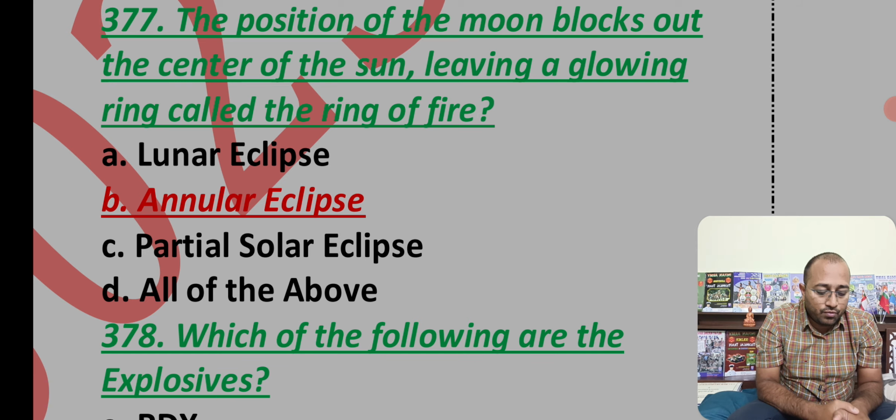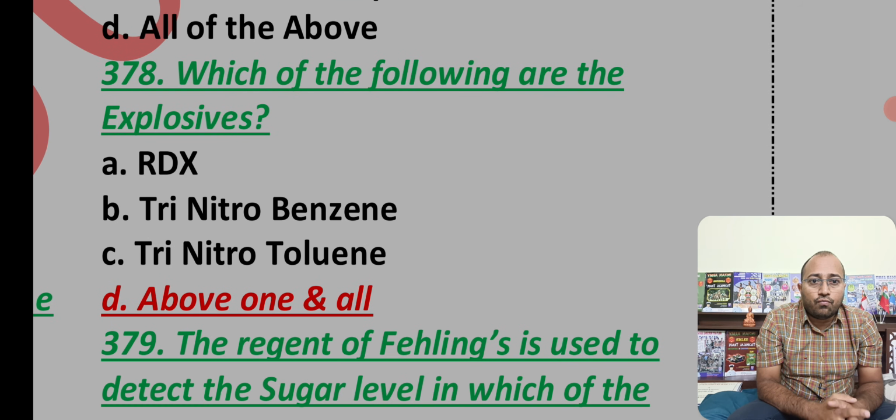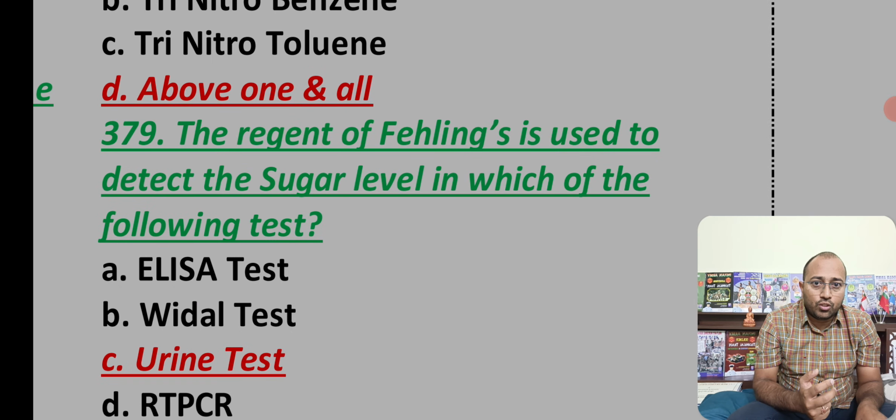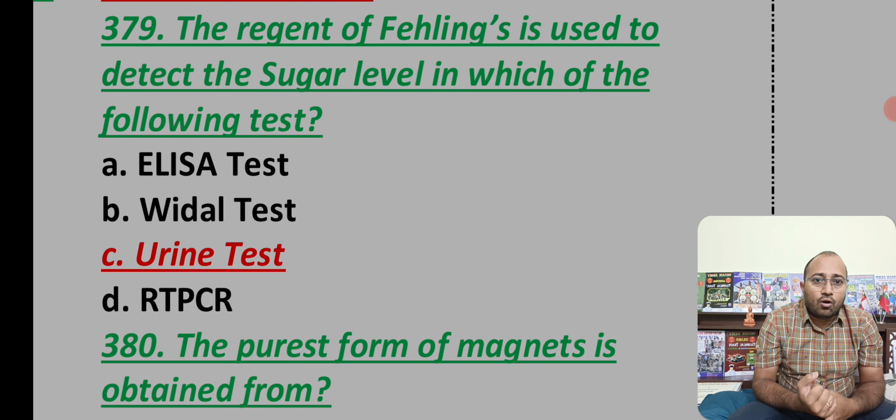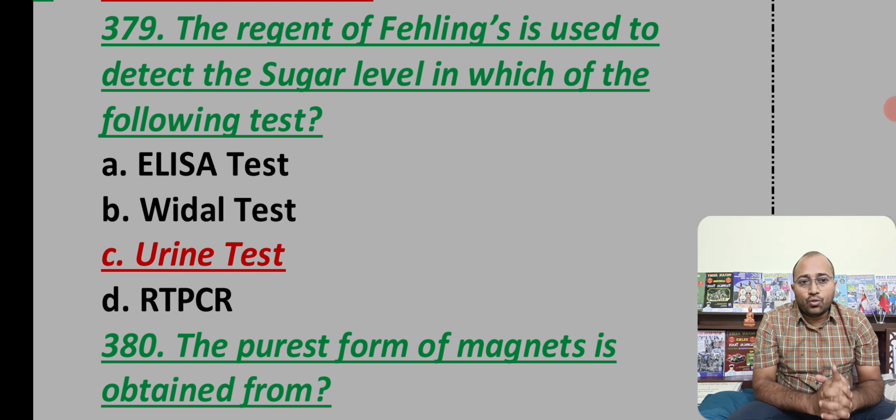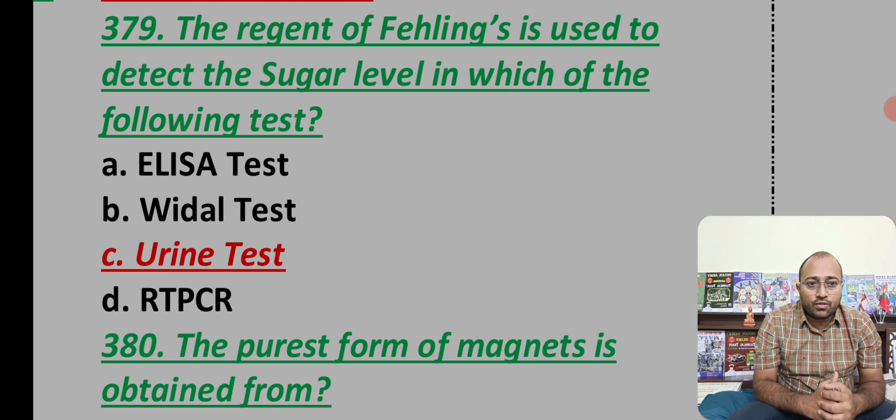Okay, next we have: which of the following are explosives? You know about trinitrotoluene, trinitrobenzene, and explosives like RDX. All are explosives guys. The reagent of Fehling is used to detect the sugar level in which test? That is the urine test. In the urine test we use Fehling solution, with which it can be identified whether the sugar level is high or low.